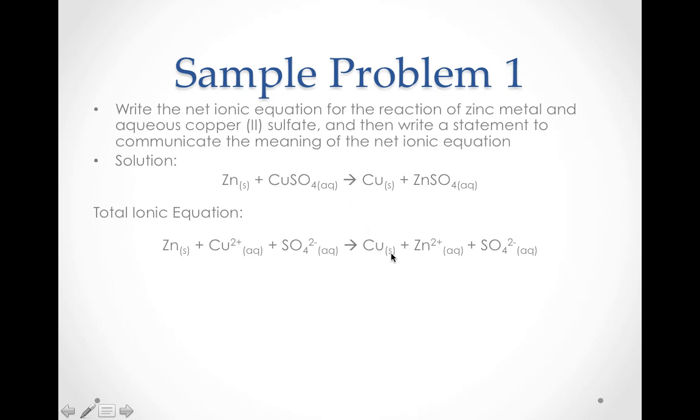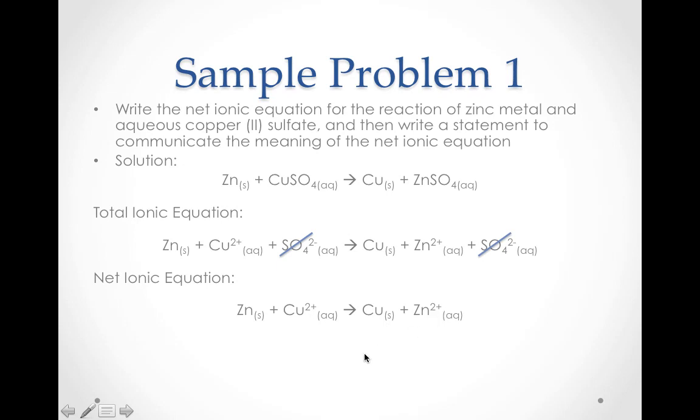Here we have copper solid, so we're keeping that as is. And then we have zinc sulfate aq, so we're going to have to separate that into Zn2+ aq and SO4 2- aq. From there, we're canceling out our spectator ions, so we see SO4 on both sides. And then we can rewrite. In this reaction, we have neutral zinc in the solid form reacting with the Cu2+ ion aqueous, and that generates copper solid and the zinc ion.